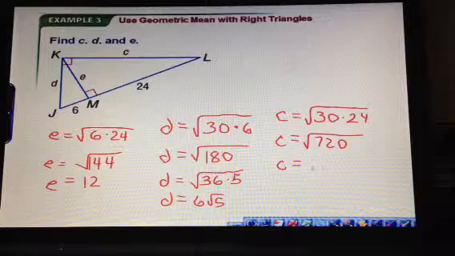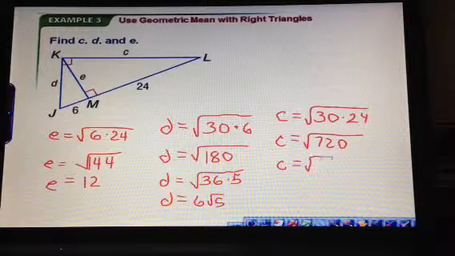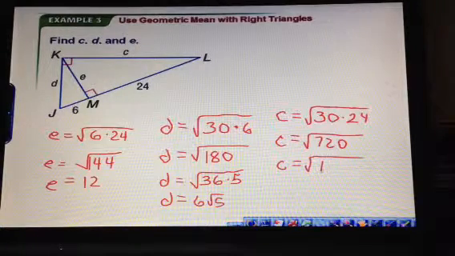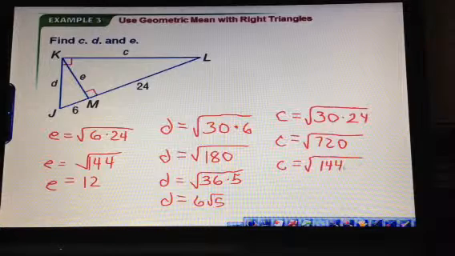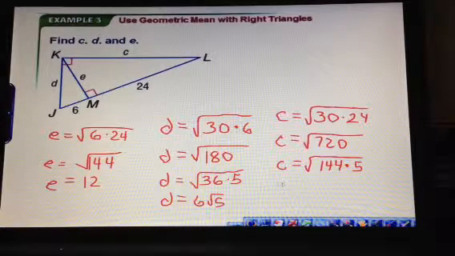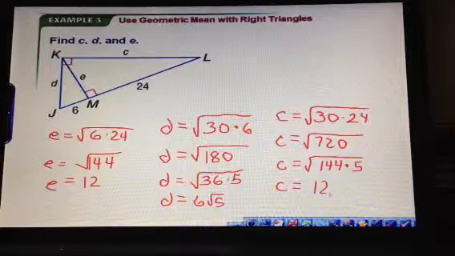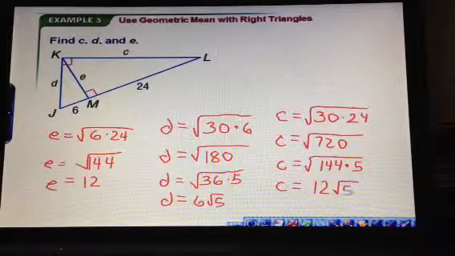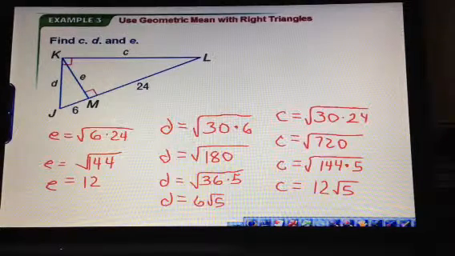The biggest perfect square factor of 720 is 144. 144 times 5 is what gives us 720. So C is equal to the square root of 144, that's 12, times the square root of 5. So we have found C, D, and E.